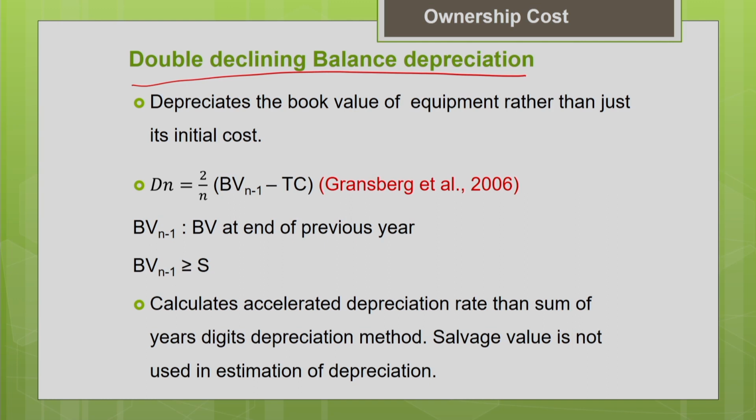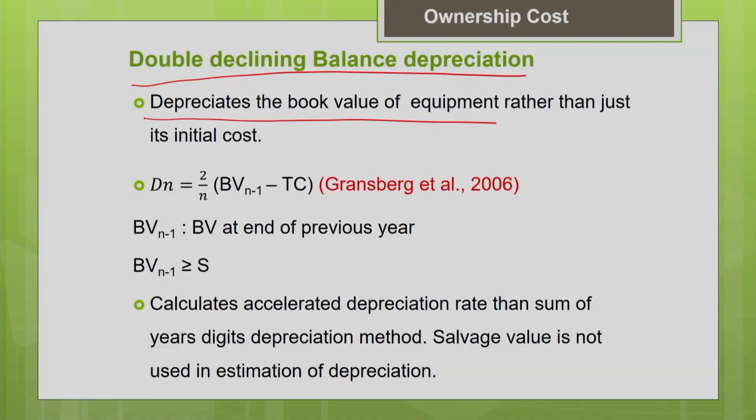One more important thing to note here is that we are depreciating the instantaneous book value of the equipment. We don't estimate it the way we did in the sum of the years digit method, where we used initial cost minus salvage value. We don't even use the salvage value in the estimation of the depreciation here. You are going to depreciate the instantaneous book value of the machine. Let us see how it goes.